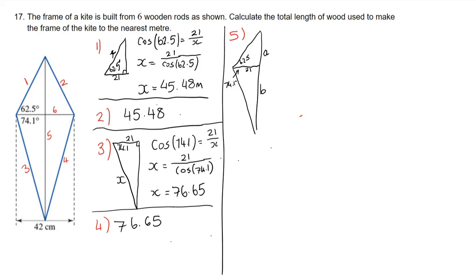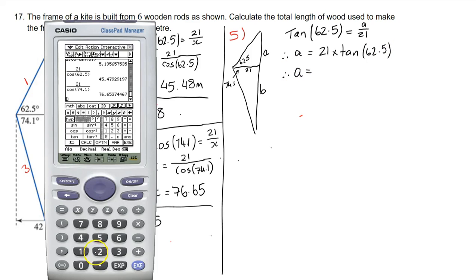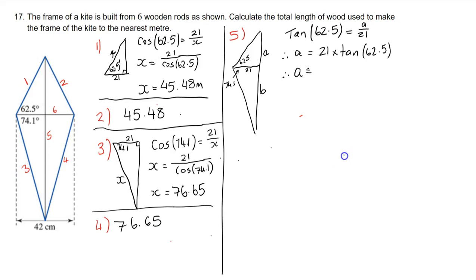Okay, so to find A, we've got the opposite and the adjacent, so we're using tan. So tan 62.5 equals the opposite, which is A, over 21. A is being divided by 21, the opposite of that is timesing by 21. Okay, so A equals 21 times tan of 62.5, 40.34.